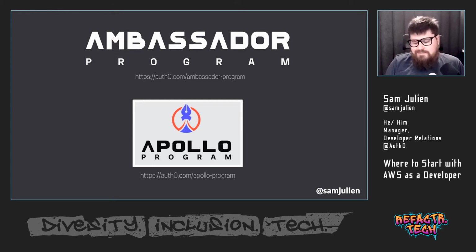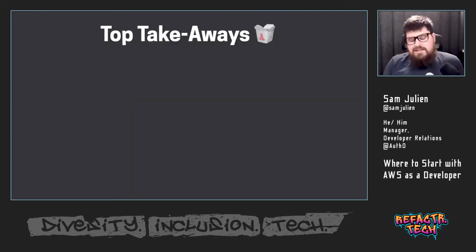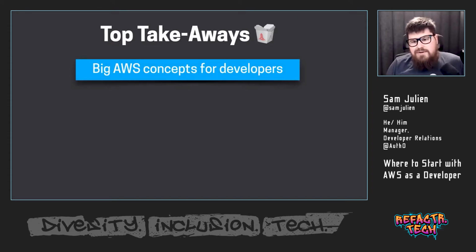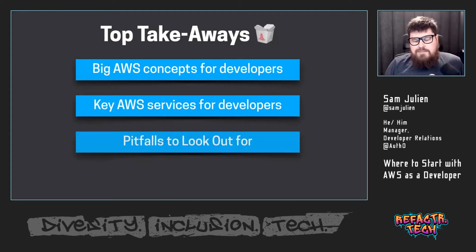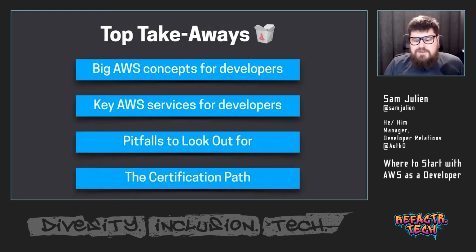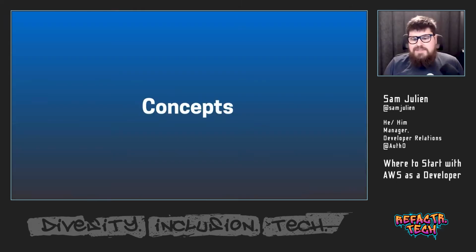So again, the top takeaways for this talk are going to be the big AWS concepts for developers, some of the key services that you're going to want to focus on in the beginning, pitfalls that you're going to need to look out for as you learn, and then some information on the certification path. So let's jump right into concepts that you're going to want to focus on as you learn AWS.